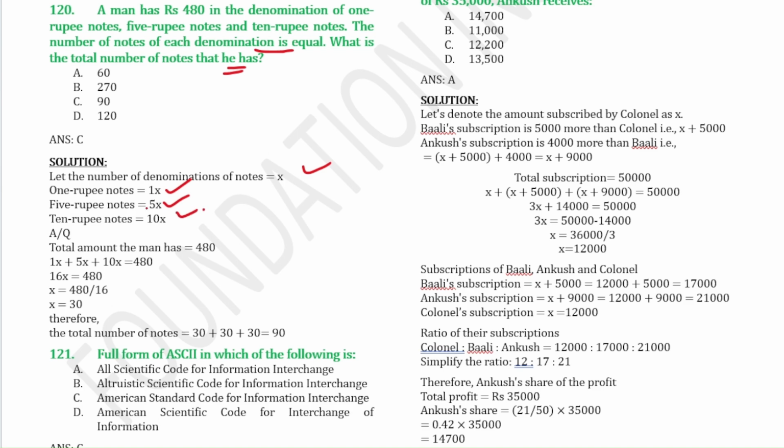As per the question, the total amount the man has is rupees 480, right? So you will get this 480 only when you add all these three: 1x plus 5x plus 10x. If you solve, you'll get the value of x, that is 30. In the question, they've mentioned that the number of notes of each denomination is equal. So 30 plus 30 plus 30 will give you 90. So the total number of notes he has is 90.